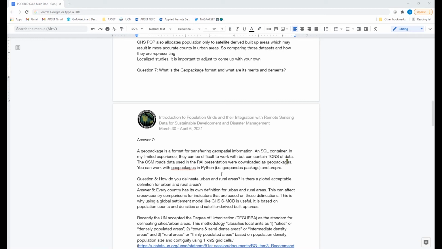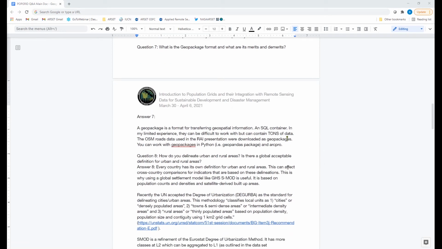In Pro, I found it was a little bit difficult to work with, but they can contain tons of data and tons of information, which is really great. And I just added that you can work with them in Python using the GeoPandas package. So that can also help in making it easier to work with. Thank you very much.